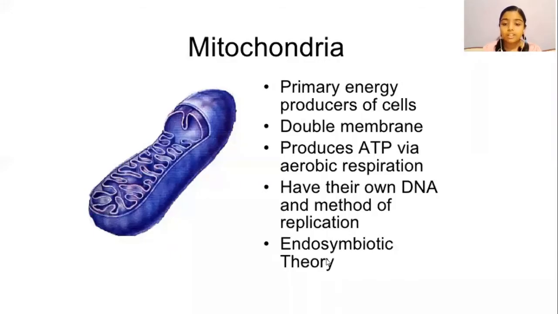The mitochondria is the powerhouse of the cell. It is a double membraned cell organelle that produces ATP through aerobic respiration. ATP stands for adenosine triphosphate. This organelle is special because it has the speciality of having its own DNA.